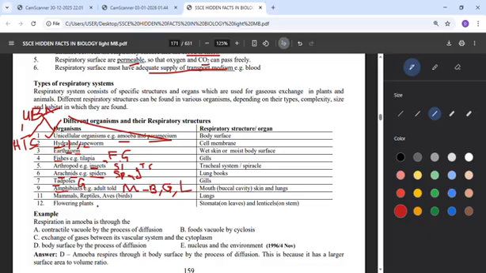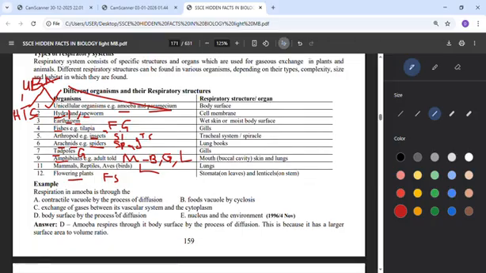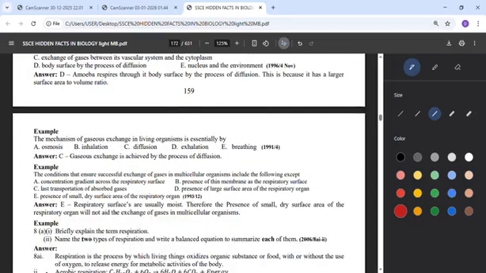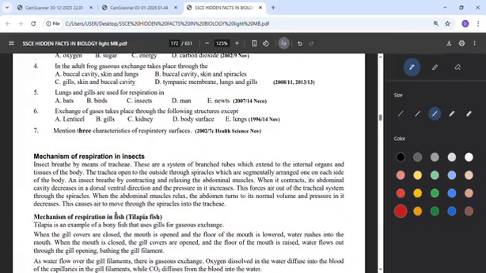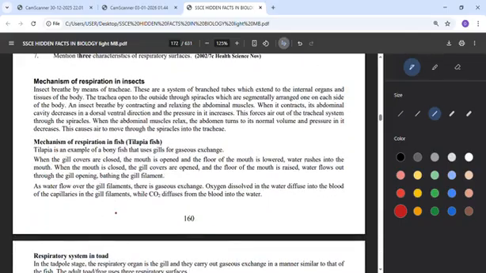Now mammals, reptiles, apes, all these ones, they use lungs for their respiration because most of them are majorly on land. Then flowering plants, they use stomata, so FS. So flowering plants, they use stomata for their respiration. So there are different questions under this place that you can check and answer yourself. Now let's move to mechanisms of respiration in insects.